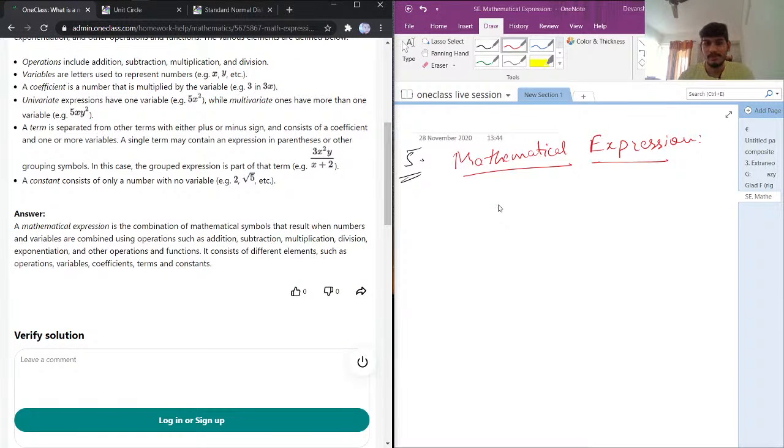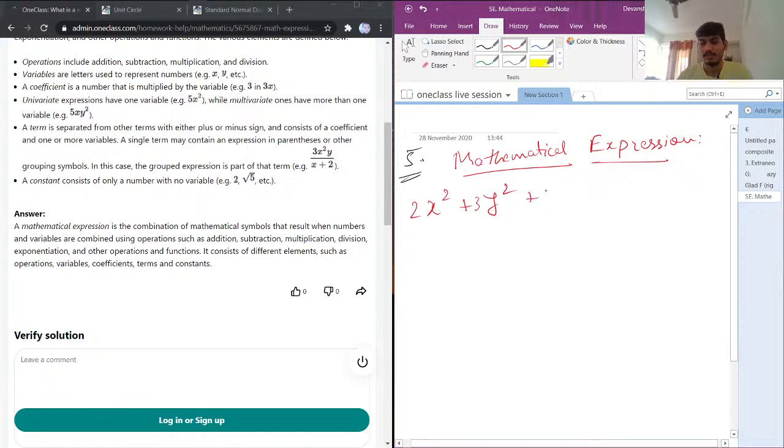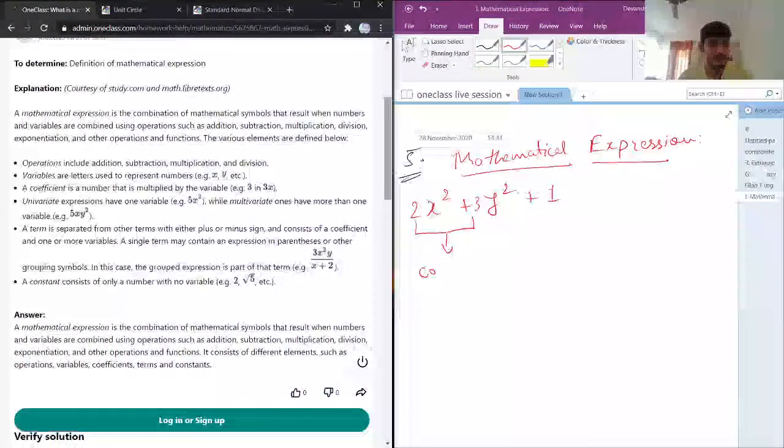Answer. So let us say we have an expression x square plus y square plus, let's write, 2x square plus 3y square plus 1. So just remember one thing, that this is an expression, not an equation. In an expression we do not write equal to 0. If I write equal to 0, then this will be an equation. But as it is an expression only, it will not be equal to anything. So in this expression, here we have 2 and 3 as coefficients.